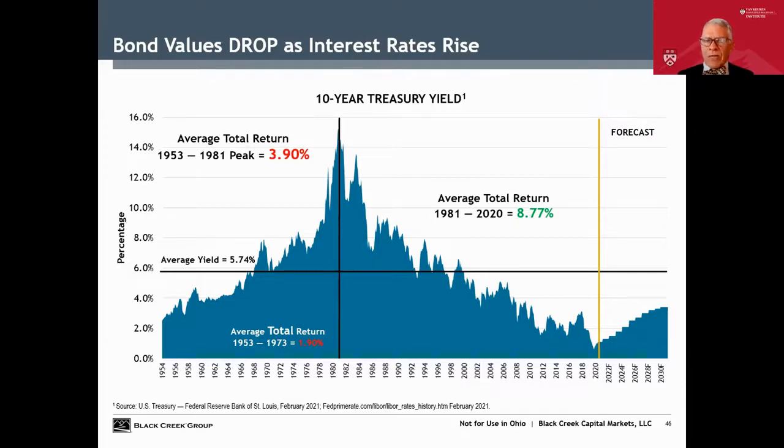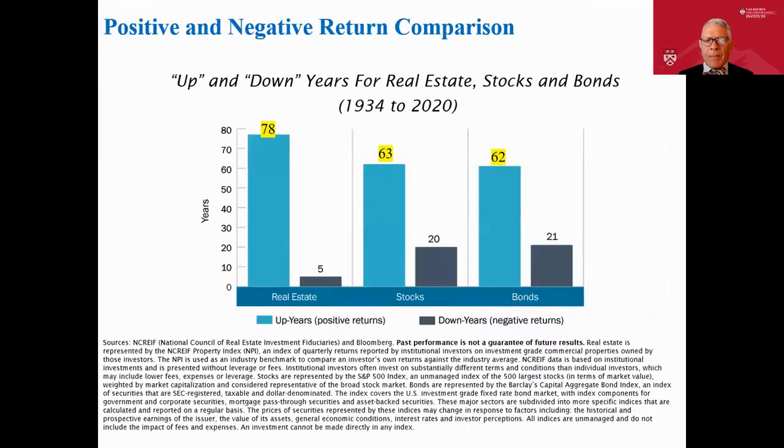Today, we're looking at rising interest rates. So go back to 1953, and between 53 and 73, when it hit the long-term average, the total return was only 1.9. And from 53 to the peak in 81, even though the yield was 5.7 average, the total return was only 3.9. So you're guaranteed to lose principal if you buy a bond today and interest rates go up. So next slide. When we look at the up and down years of real estate, what we see is real estate has had 78 years of positive returns and only 5 years of negative, versus the stock and bond market with both right around 20 years of negative returns. Next slide.